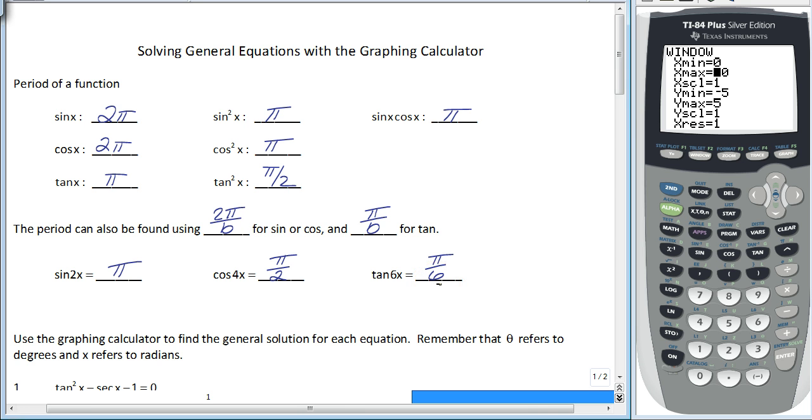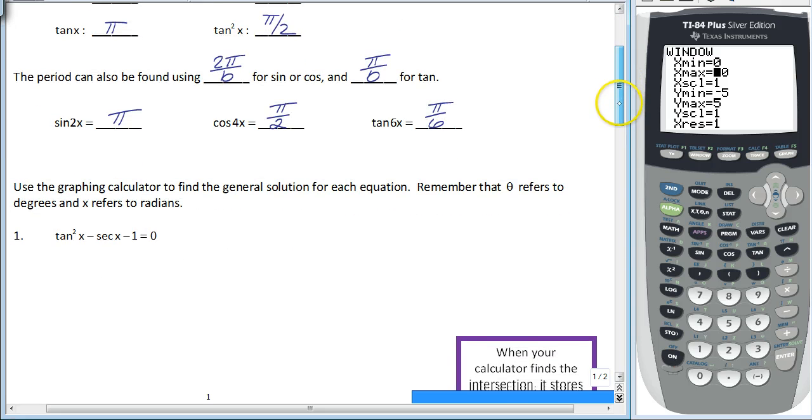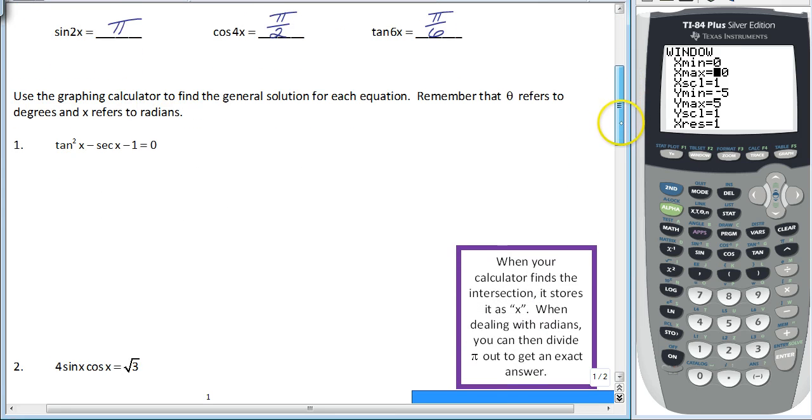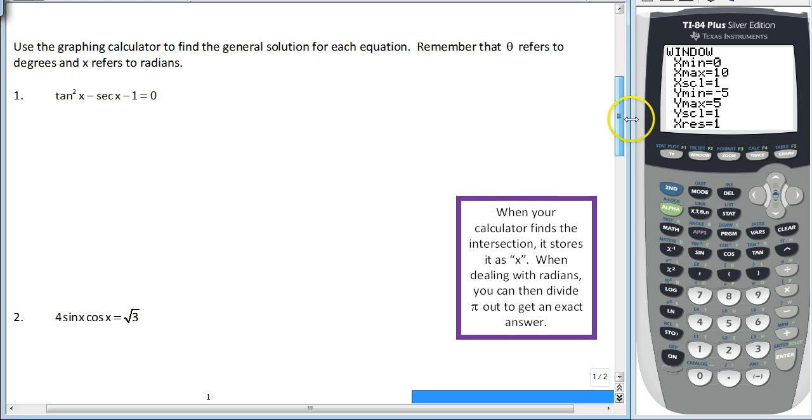So it is pretty important to be able to find the period before you start solving the problem, because you're going to need it for your window, and you're also going to need it for your final answers, because we are finding the general solutions. All right, so one little tip. If it's not equal to 0, you should put it equal to 0. And another thing, remember, x refers to radians and theta refers to degrees. So for problems 1 and 2, you're going to need to be in radians. So make sure your calculator is in radian mode.